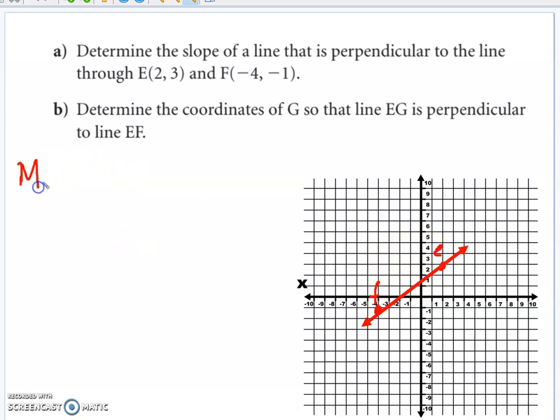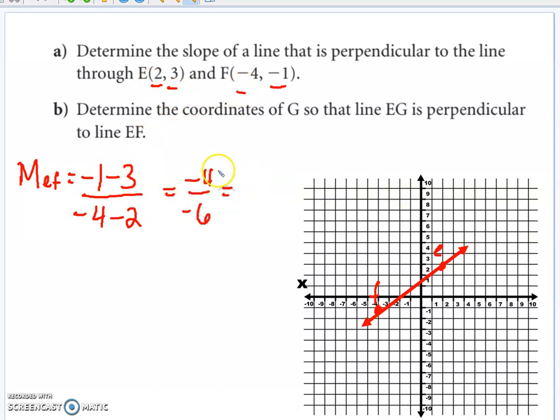So let's start by finding the slope of EF. This is always the greatest spot to start, is find the slope of it. So y2 minus y1 and x2 minus x1. So we'll get -4 over -6, which is, negative divided by negative gives me a positive, so my answer will be a positive. And then 4/6 can be reduced to 2/3.